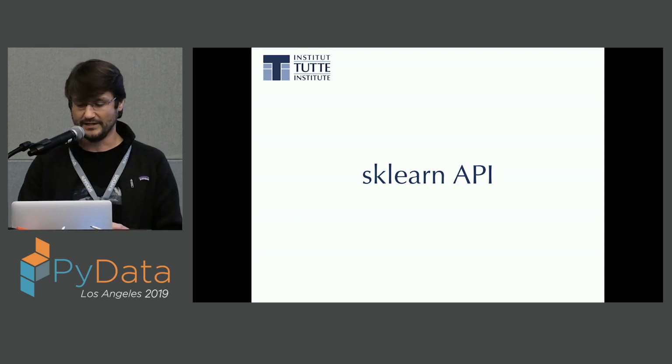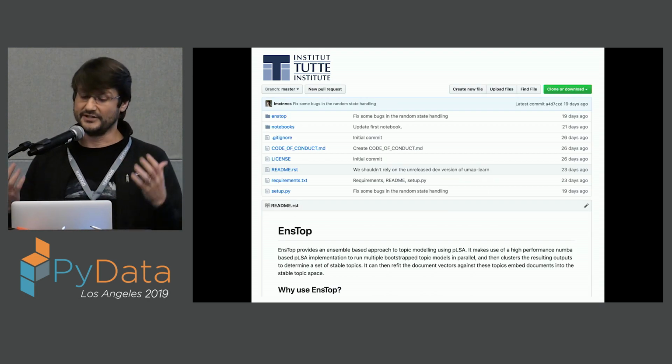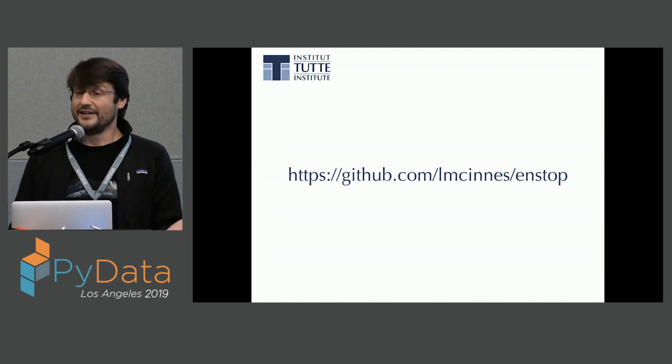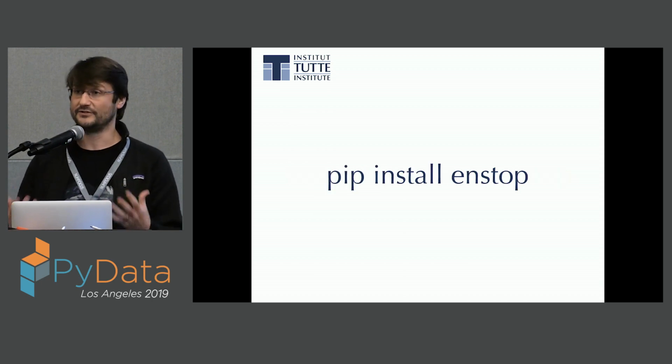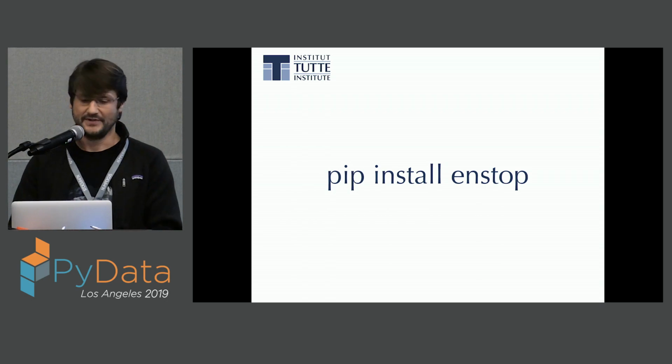It has an sklearn API, so you can use it right now. It's on GitHub. Here's where to find it, on GitHub. I'll give you a second for that one in case you want to write that down, or just pip install nstop and it'll work. You can try it right now.